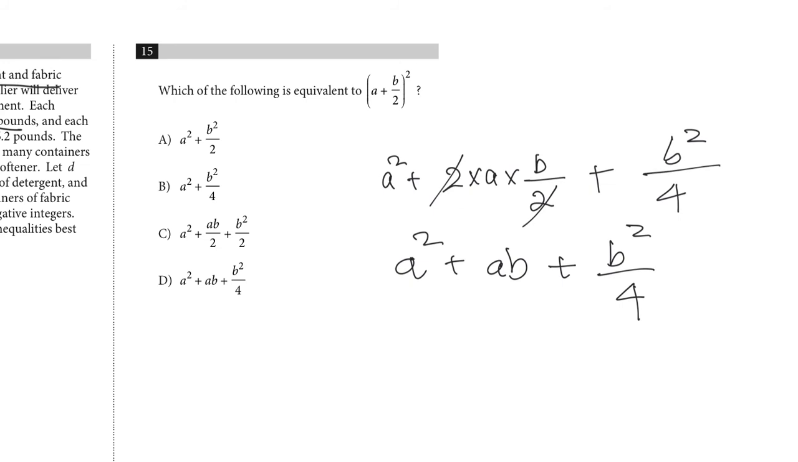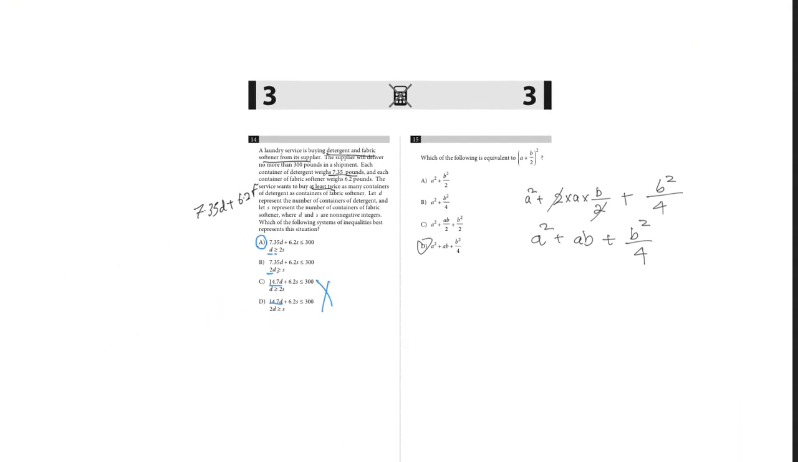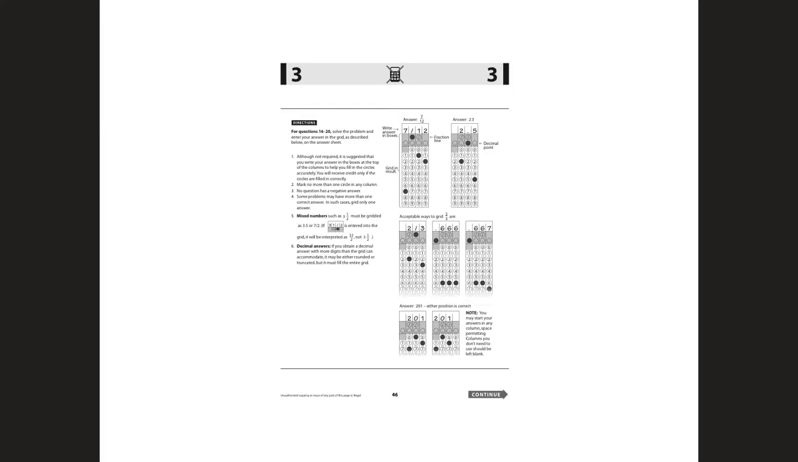Are we missing anything? I don't think so. Is this an option? Yeah, this is an option. This is D. Alright, let's go to the next question. Okay, we fill in the boxes.